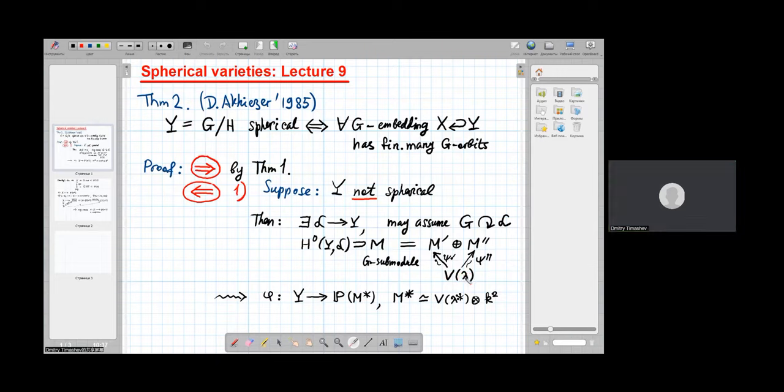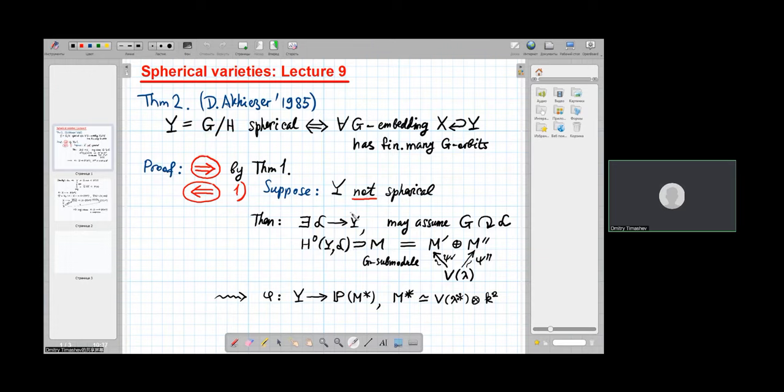I know, but why is it not the general flag variety? Why is Y just a homogeneous space? Why is Y G mod H, G over H? It is a homogeneous space which we are assuming to be not spherical now.